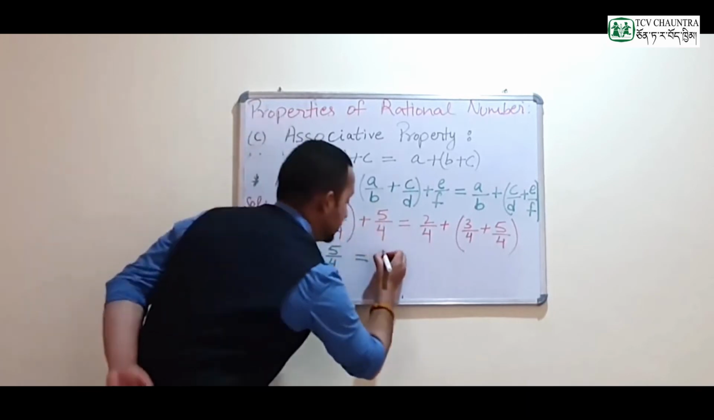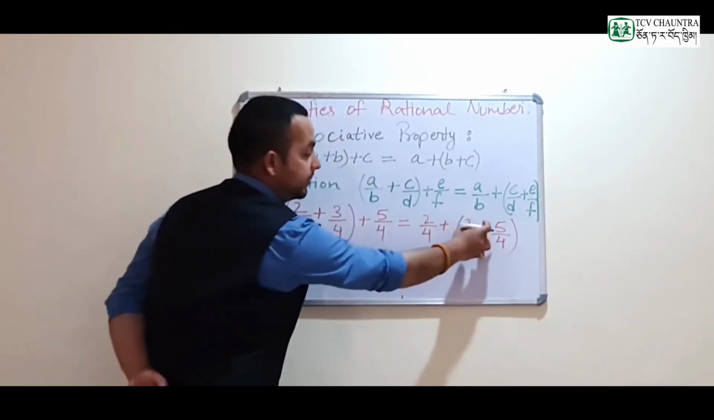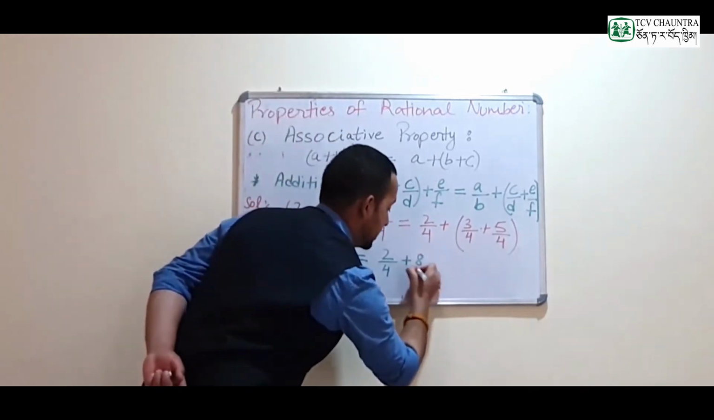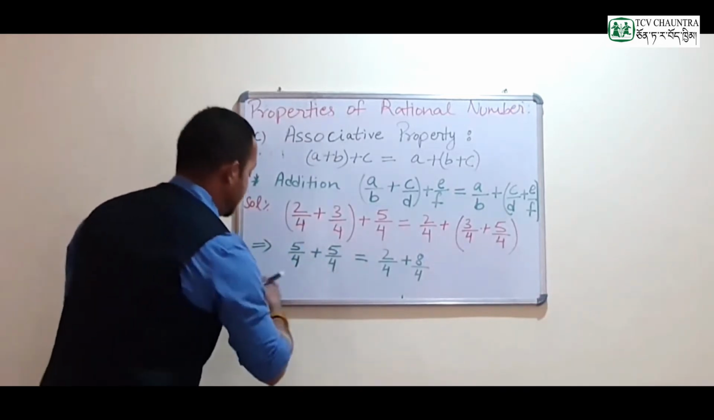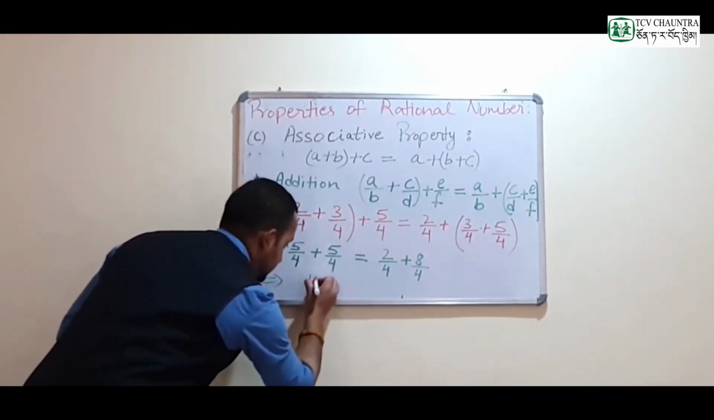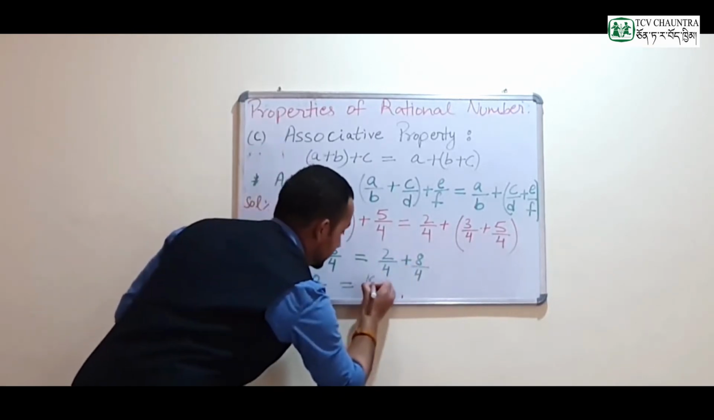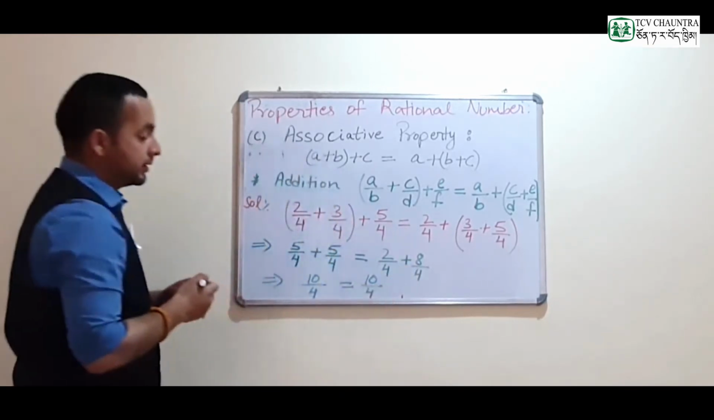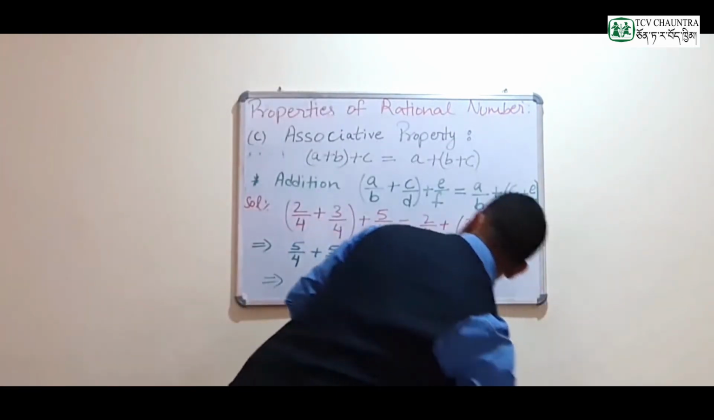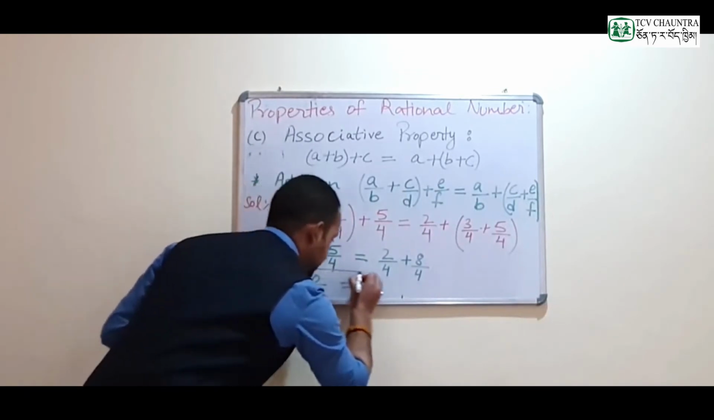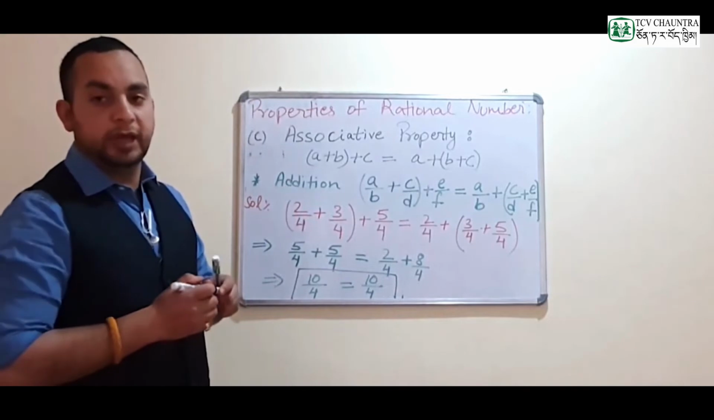Equals 2 upon 4 as it is, plus 3 plus 5 is 8, so 8 upon 4. Then 5 plus 5 is 10 divided by 4, and 2 plus 8 is 10 divided by 4. So left hand side and right hand side both are same, which means associative property is applicable for addition.